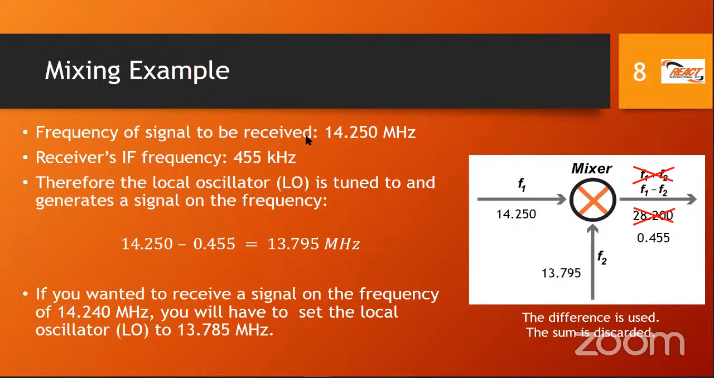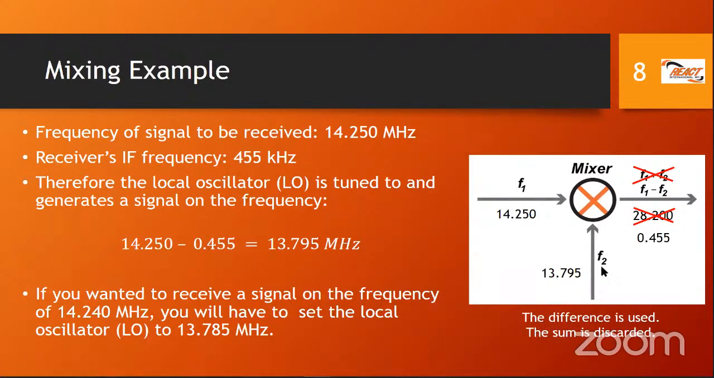So let's say the frequency you want to receive is 14.250. That's what Franz is transmitting. He is using his HF transceiver and he is transmitting a phone or a voice signal on that frequency on upper sideband going through his antenna, coming to us in Trinidad and Tobago, and we're receiving it. But my receiver's intermediate frequency is 455 kilohertz. Remember, that's a set frequency. That doesn't change. My IF needs to be 455. So therefore, my local oscillator gets tuned and generates a signal on the frequency such that Franz's signal can end up as 455 kilohertz because that's my IF frequency.